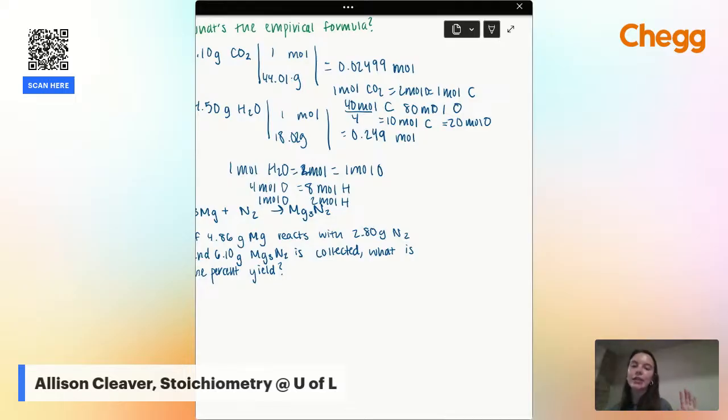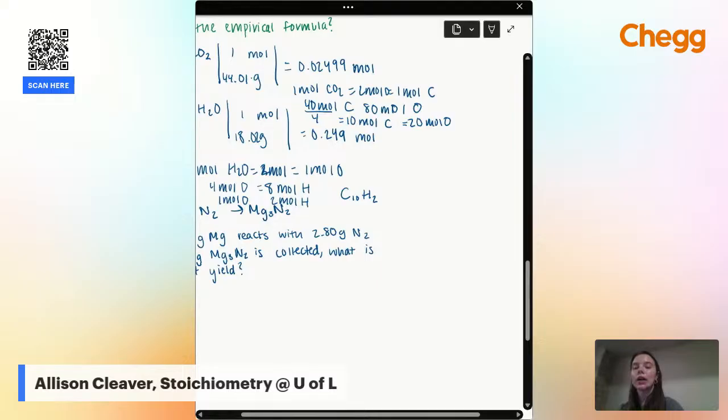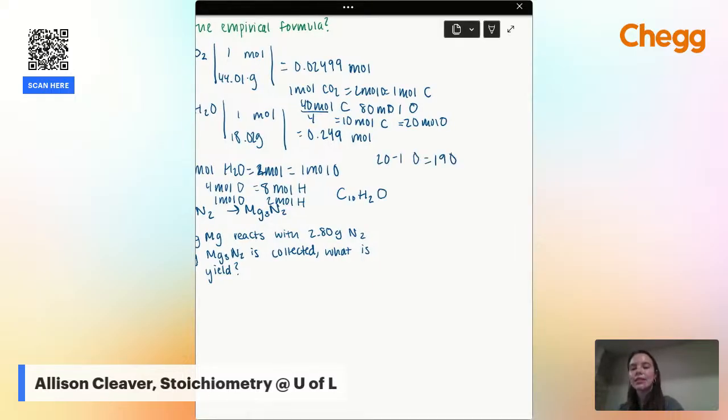Now we're just going to put these numbers together, ignoring O. We have C10, H2, and then to find that O, we are going to subtract our greater number of O's minus our smaller number of oxygen. So 20 minus 1 oxygen equals 19 O's. So we have C10, H2O, 19. And that is our empirical formula.